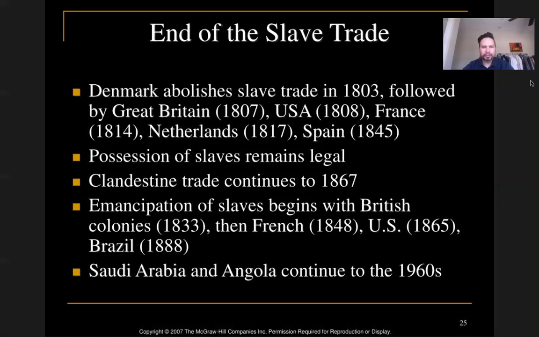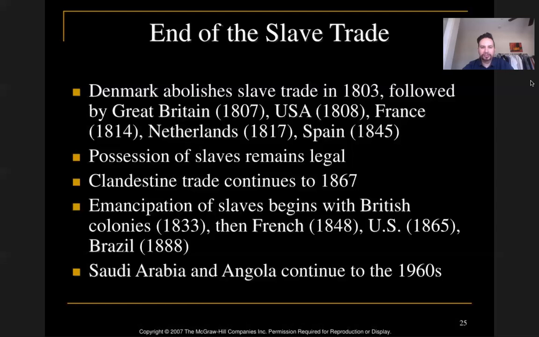So Denmark is the first to abolish the slave trade in 1803, and then Great Britain follows in 1807. William Wilberforce is one of the big champions of ending the slave trade in Great Britain. With that, the U.S. also ends the slave trade in 1808, France in 1814, the Netherlands in 1817, and then Spain in 1845.